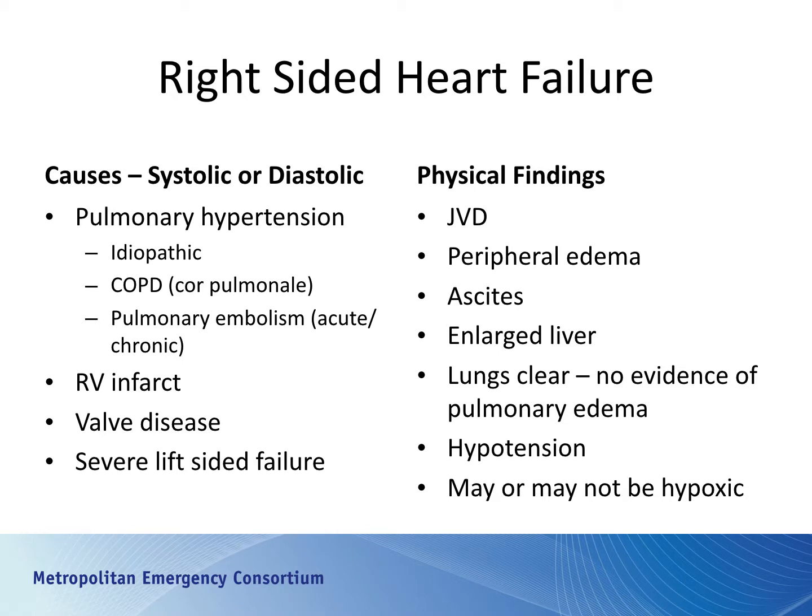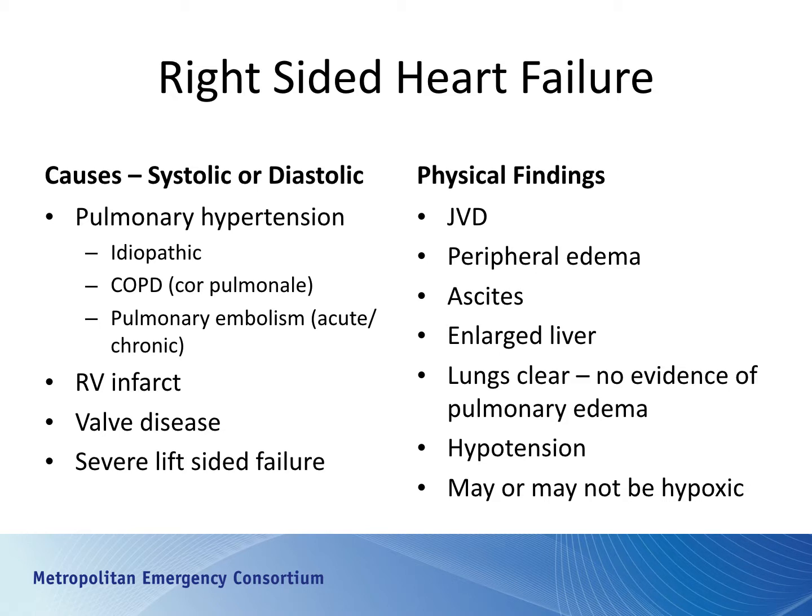If we start looking at right-sided and left-sided heart failure from the perspective of causes, it would include systolic or diastolic heart failure. Pulmonary hypertension is probably the most common cause of right-sided heart failure in our patient population. Pulmonary hypertension can be idiopathic or primary, meaning it's caused by a primary lung disease for reasons that are not really understood. You can also have pulmonary hypertension as a consequence of COPD. Right-sided heart failure secondary to COPD is called cor pulmonale. And for our patient population, COPD as a cause of right-sided heart failure is probably the most common cause.